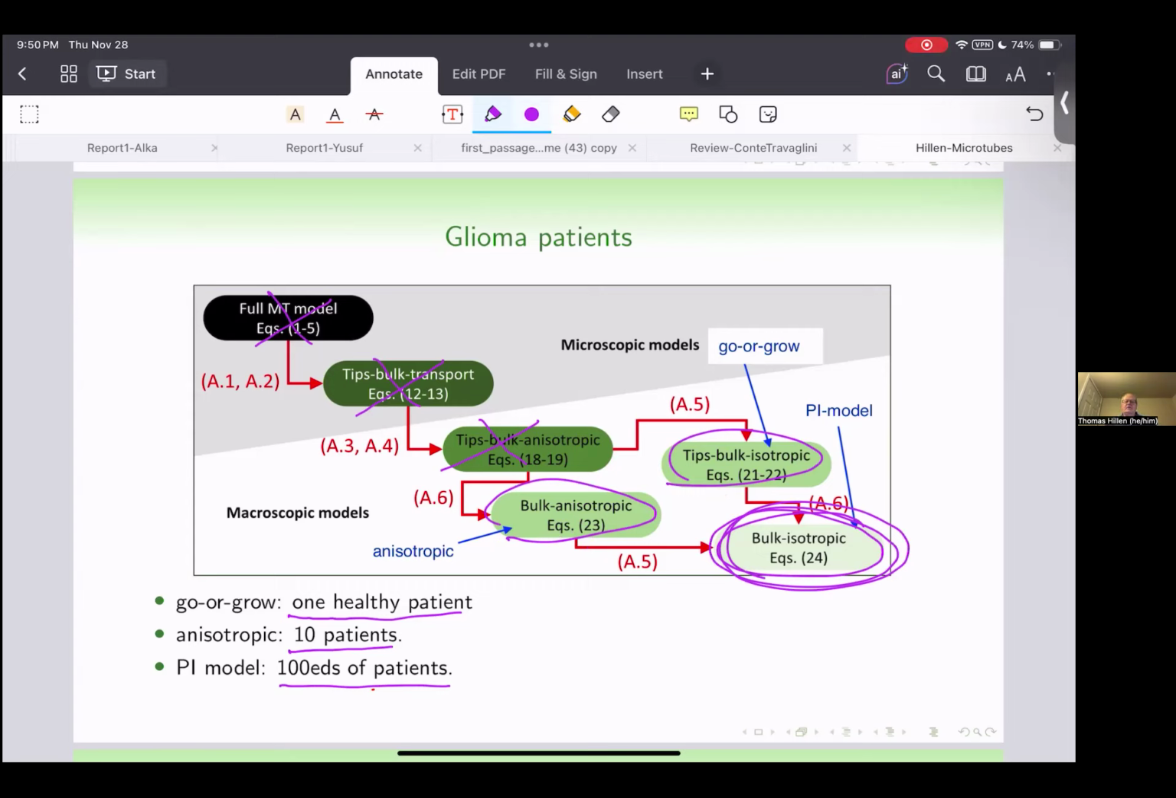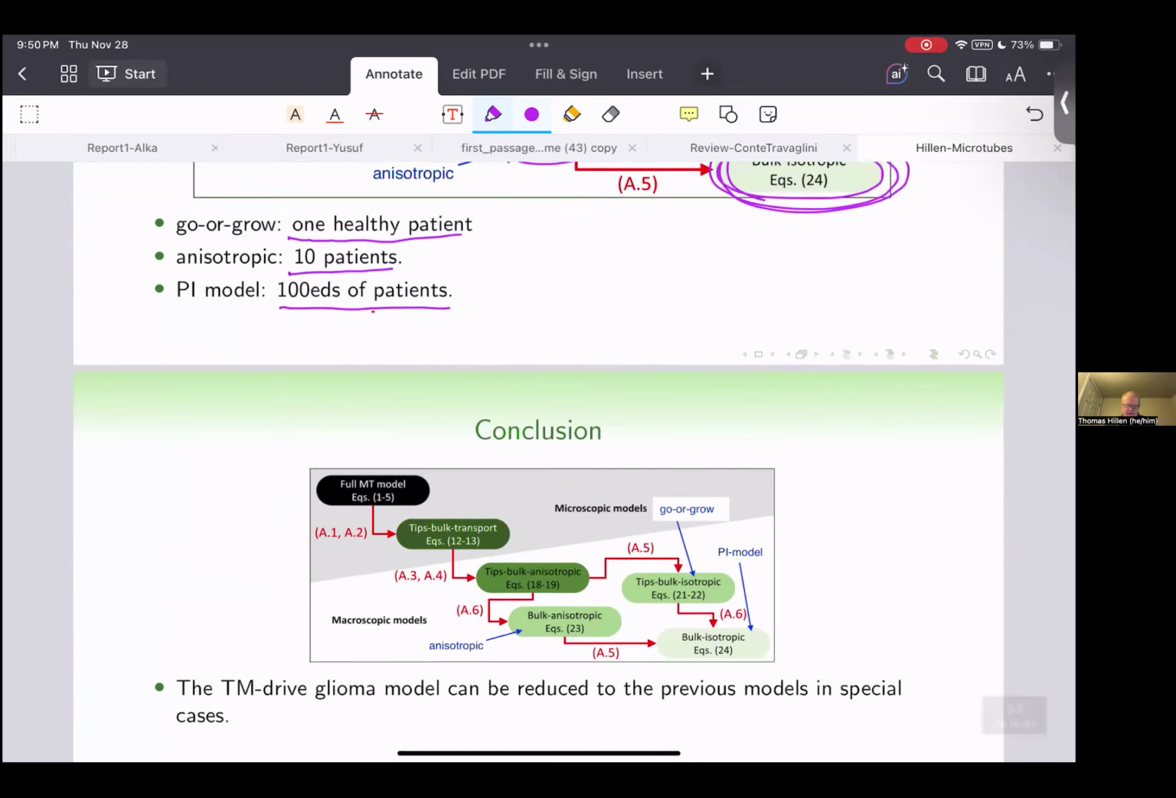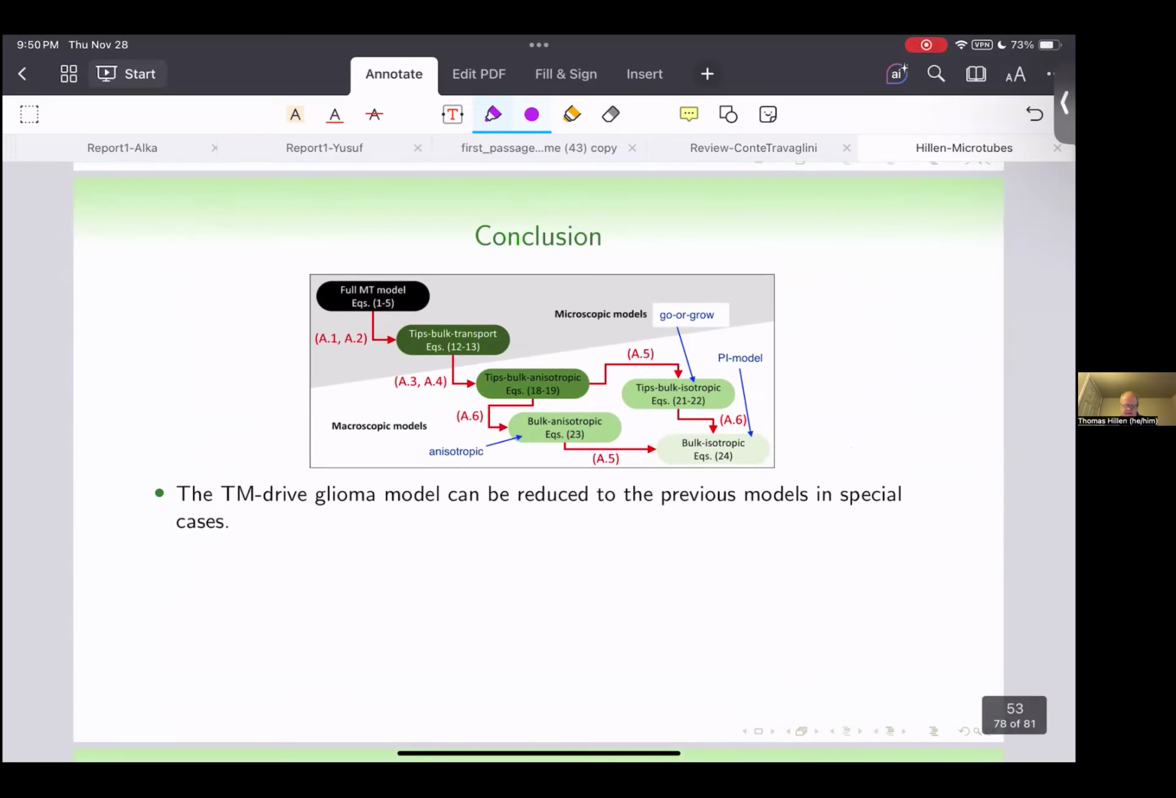Okay. So we have a good understanding now of how these models relate. And we need to focus much more, I think, to make them now patient specific and look at more patient data as they become available. Okay. So then I think the timing is great, so I can finish slowly.